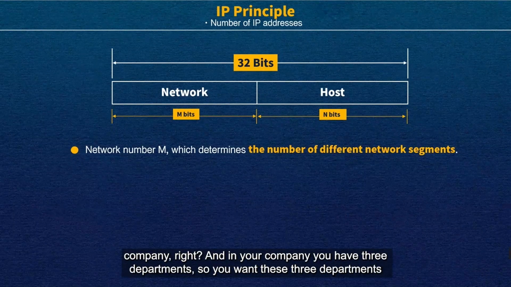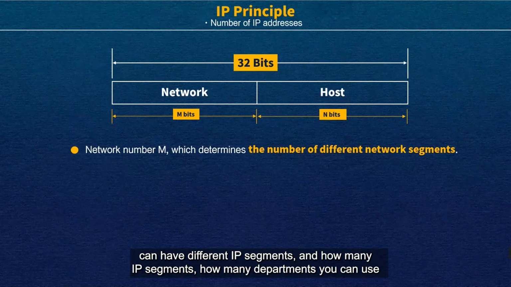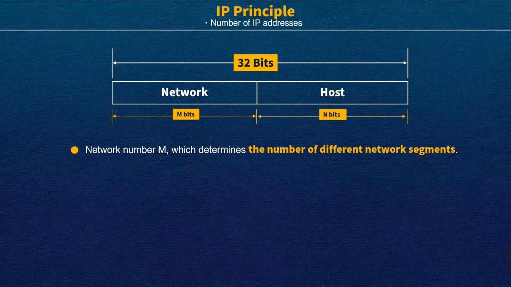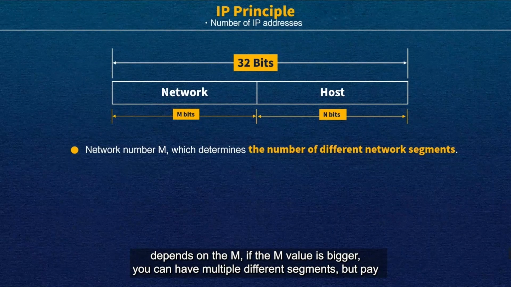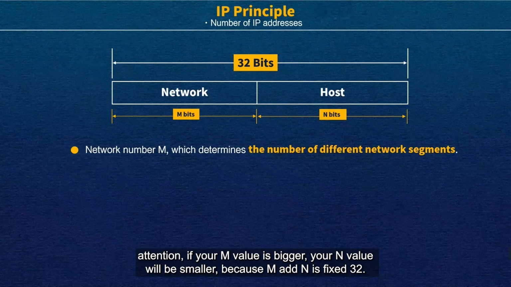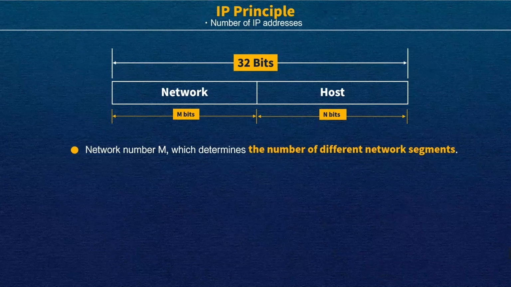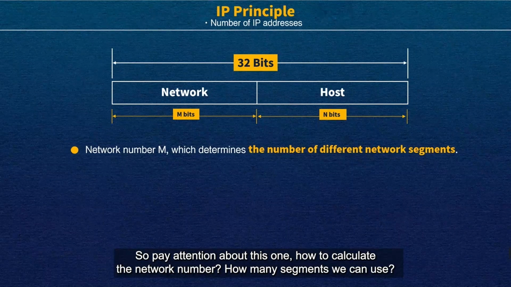Maybe you have a company, right? And in your company, you have 3 departments. So you want these 3 departments to have different IP segments. And how many IP segments, how many departments you can use, depends on the n. If the n value is bigger, you can have multiple different segments. But pay attention, if your n value is bigger, your m value will be smaller because n plus m is fixed, is 32. So pay attention about this one.